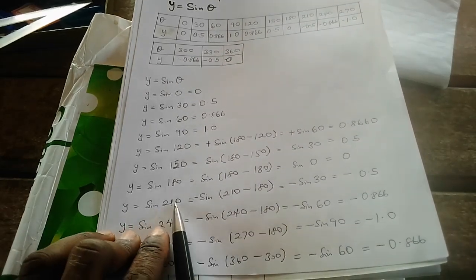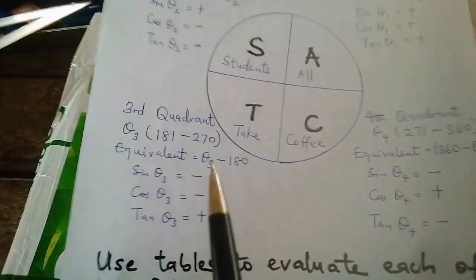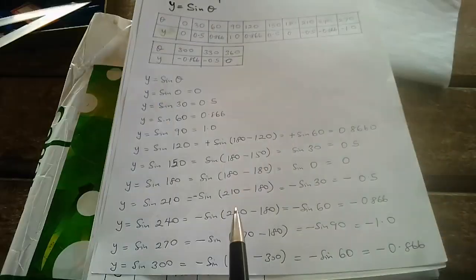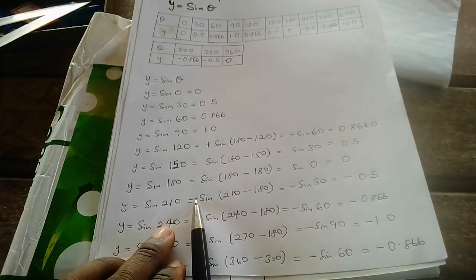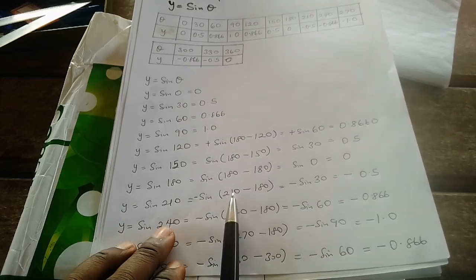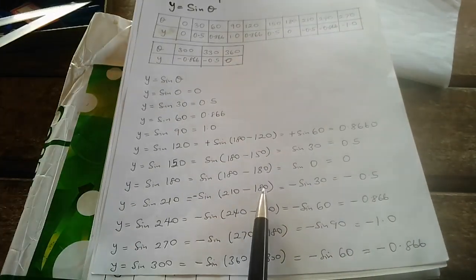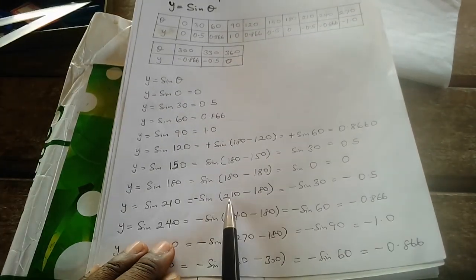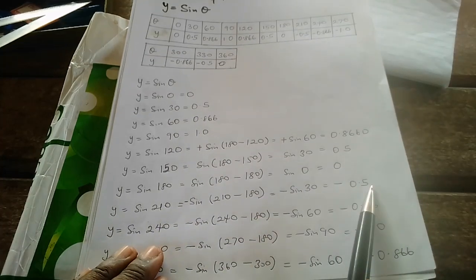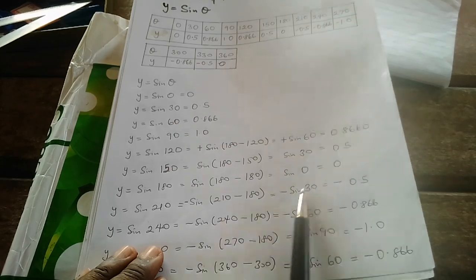Then when theta is 210, that means 210 is now in the third quadrant. Sine in the third quadrant is negative. The equivalent of 210 in the first quadrant is 210 minus 180, which is 30. Look for the sine of 30, which is 0.5. Since in the third quadrant sine is negative, it is minus 0.5.